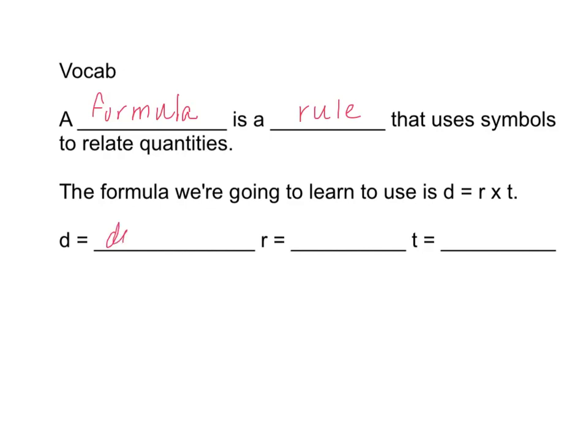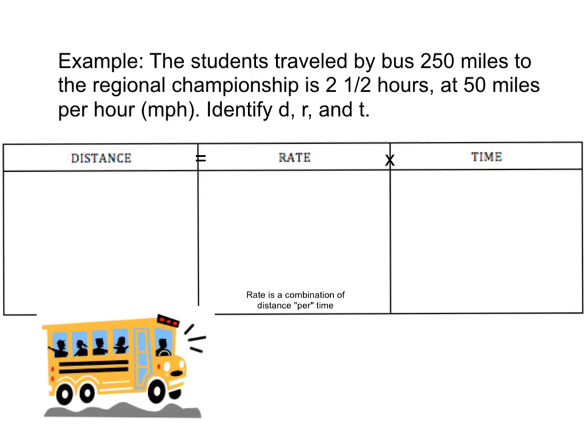So D is the distance, R is the rate, and T is time. We're going to look at a sample problem and see how these relate to each other. Okay, in this problem, it says the students traveled by bus for 250 miles to the regional championship that is 2.5 hours away, and they were going 50 miles per hour.